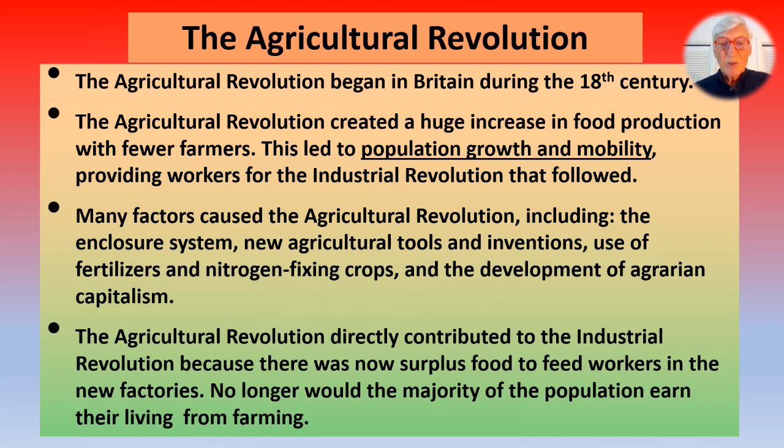The agricultural revolution directly contributed to the industrial revolution because there was now a surplus of food to feed the workers in the new factories. No longer would the majority of the population earn their living from farming.